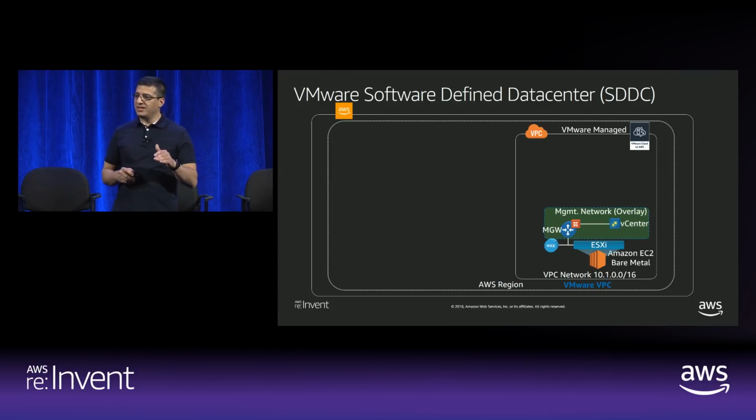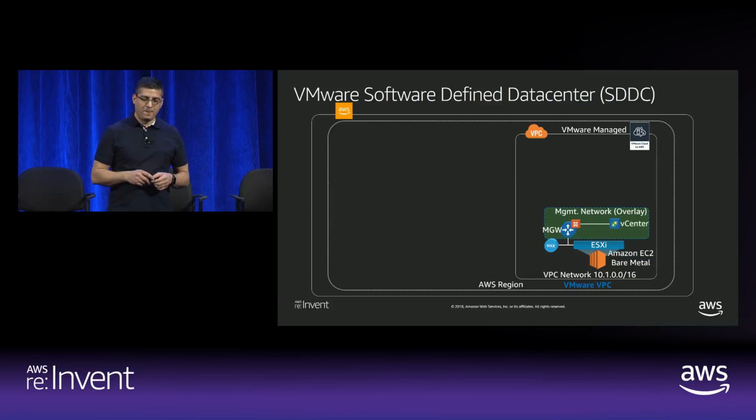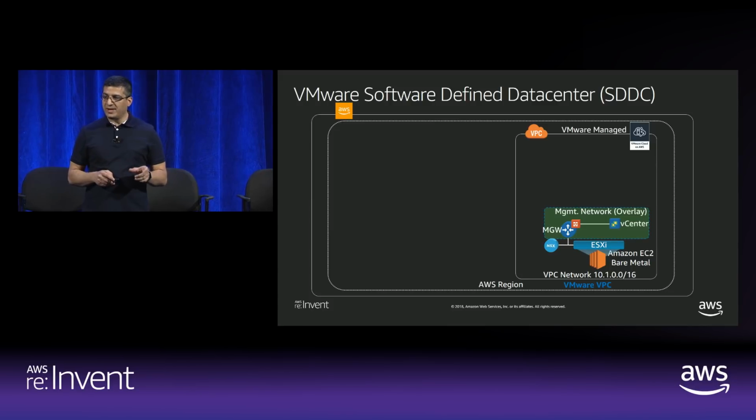NSX will build overlay networks. And there are two types of overlay networks. The first one is the management network. The purpose of this network is to provide connectivity to management components like vCenter. This network is controlled by an NSX component called Management Gateway. We call it MGW for short.